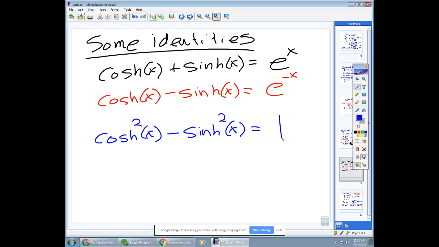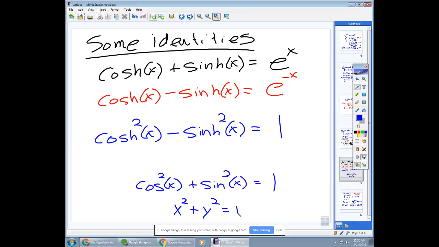So just remember with regular sine and cosine, it's the cosine of x squared plus the sine of x squared is 1. Why? Because sine and cosine come from the unit circle. The unit circle has the equation x squared plus y squared equals 1. Hyperbolic trig functions come from the unit hyperbola. And the unit hyperbola is x squared minus y squared equals 1. Hence the difference in the formulas. Amazing geometric significance to these things.